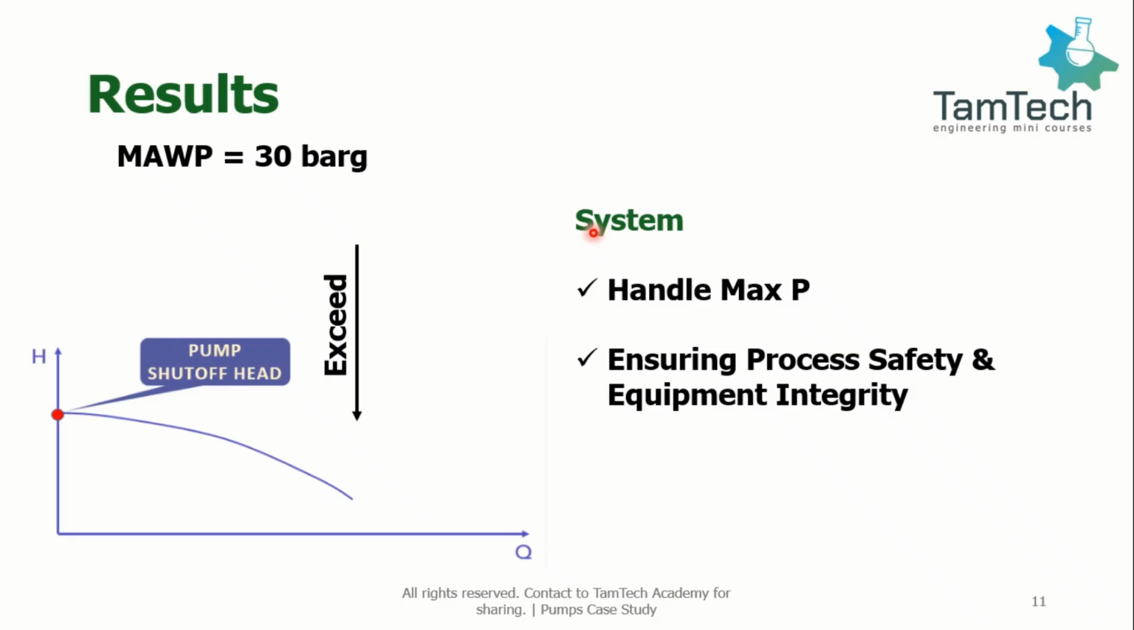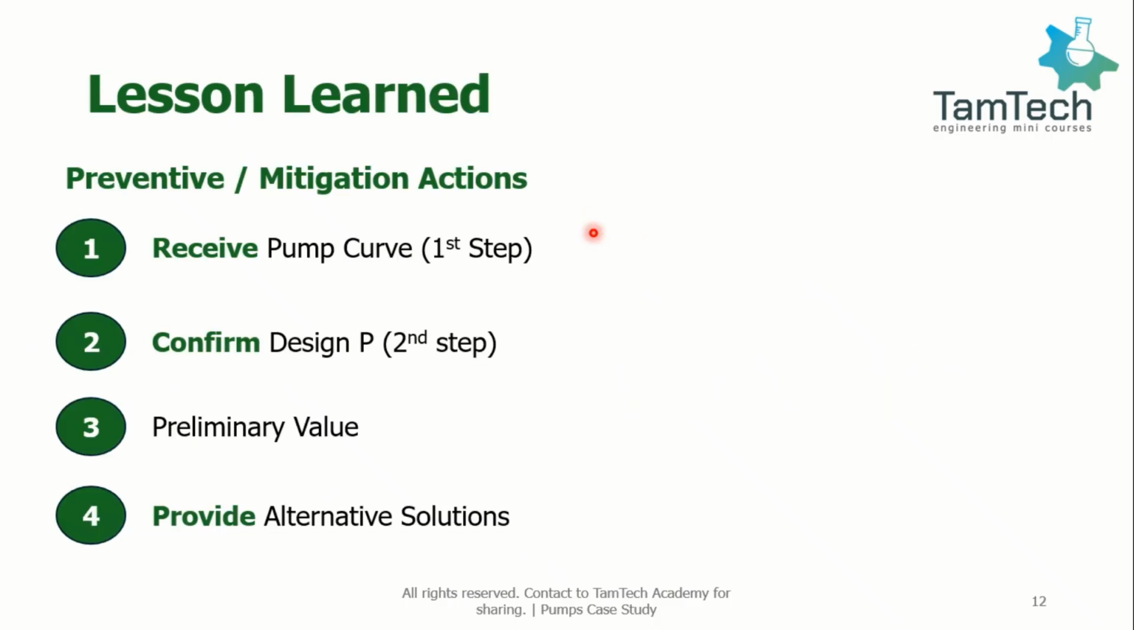So, what did we learn from this case study? Firstly, design pressure shouldn't be confirmed before receiving the pump curves. Before receiving pump curves, the pump shutoff pressure is considered preliminary. The final value comes from the pump supplier, so never use the preliminary value to purchase other equipment, such as a heat exchanger. Finally, proactive supplier engagement matters.